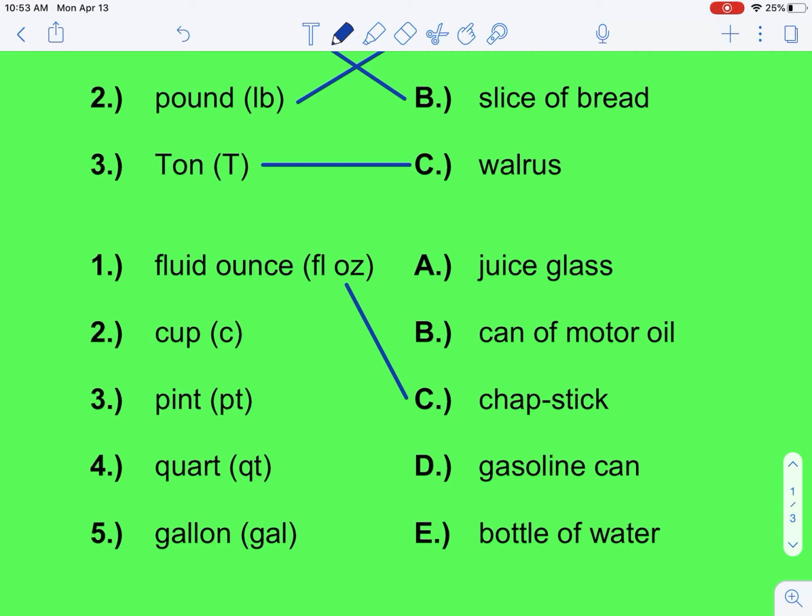A cup would be like a juice glass or maybe a coffee mug.